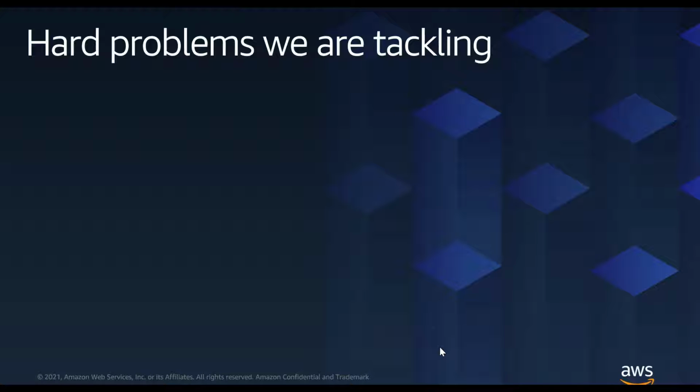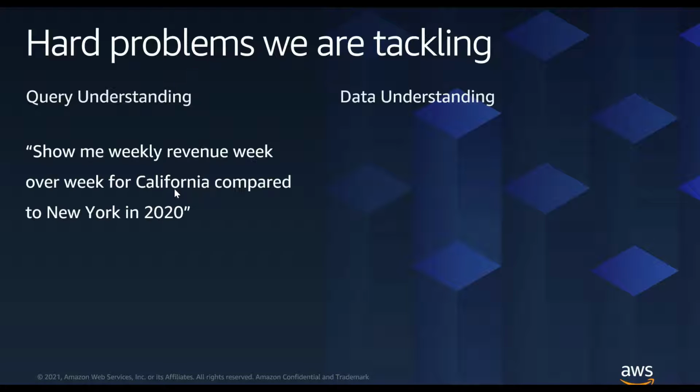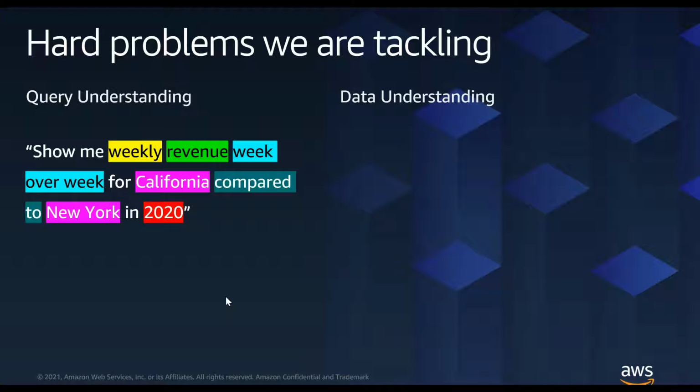Let's talk about some of the hard problems we're tackling with natural language query capability. So when we think about NLQ, there are really two aspects to it. There is the query understanding, and then you have the data understanding. So let's start with the query understanding. This is all about parsing the language structure in the question so that you can understand the user's intent. So for example, when you ask a question such as, show me weekly revenue week over week for California compared to New York in 2020.